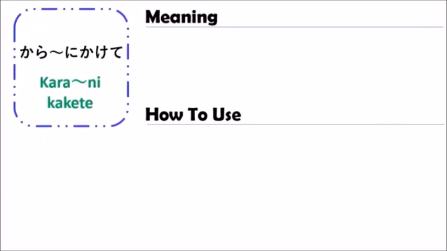Kara nani nani ni kakete means "through" or "from A to B." When you use the grammar of kara nani nani ni kakete, it means you take one term to another term, or one season to another season, or one situation to another situation.